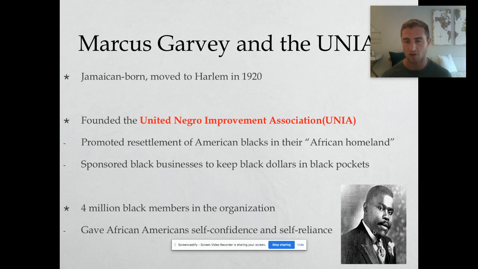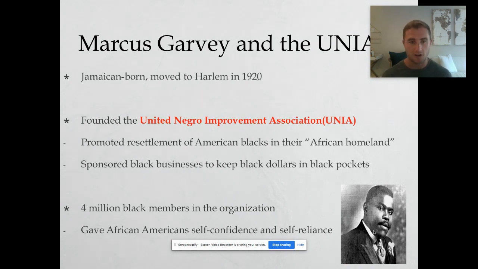Okay, one part of this, a political part of the Harlem Renaissance, was Marcus Garvey and the United Negro Improvement Association, or UNIA. Marcus Garvey, born in Jamaica, at first comes in with an organization meant to actually take African Americans out of the United States and take them back to Africa, a resettlement organization.